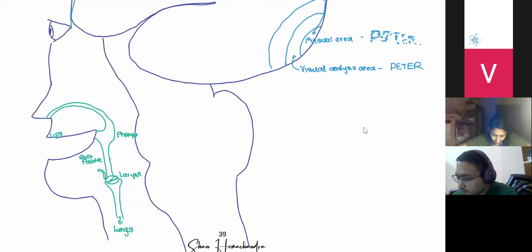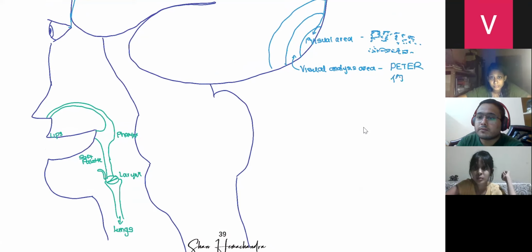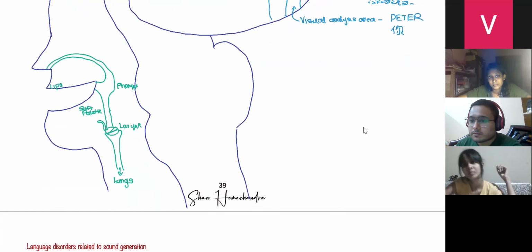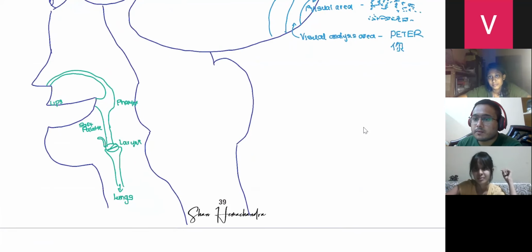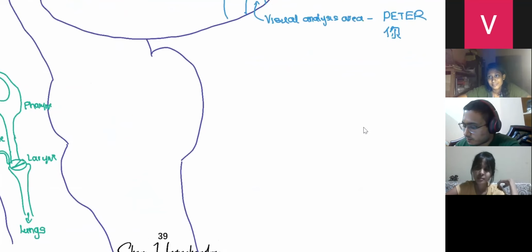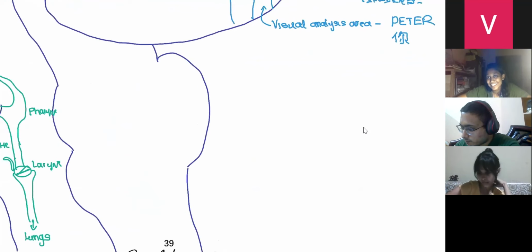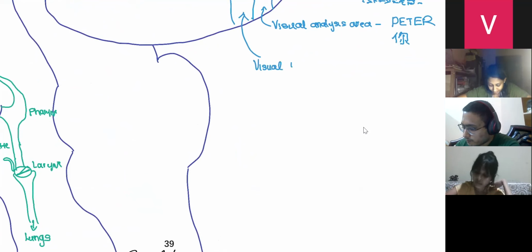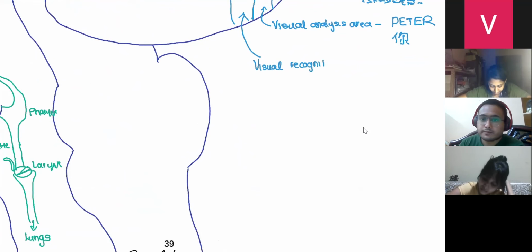Now what happens if a second signal comes? There are people who have not studied in China, so for them this should look very weird. They may not know what this is. And this is called the visual recognition. It tells that the letters are P, E, T, E, R.